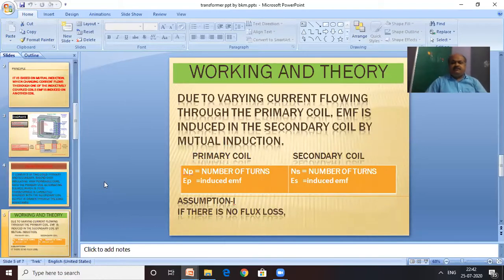Now, working and theory. How does it convert? How does it transform the voltage? We will see it in the working and theory part. Due to varying current flowing through the primary coil, EMF is induced in the secondary coil by mutual induction. Induction takes place in the primary coil also by self-induction, and in the secondary coil, induction takes place by mutual induction.